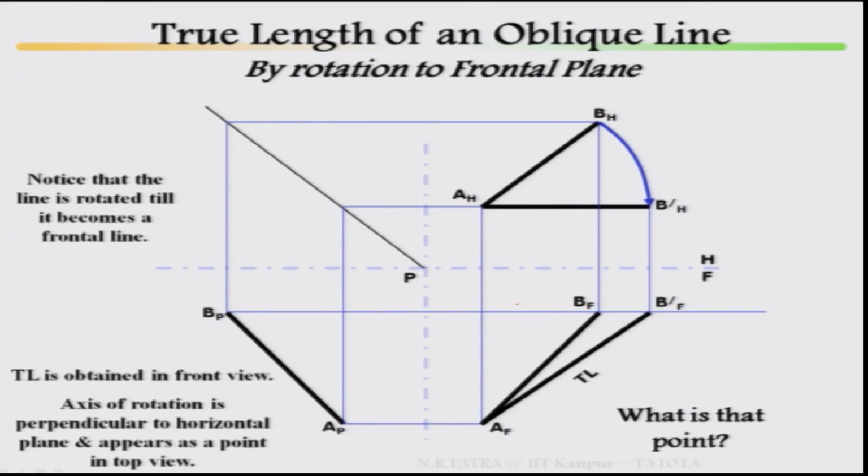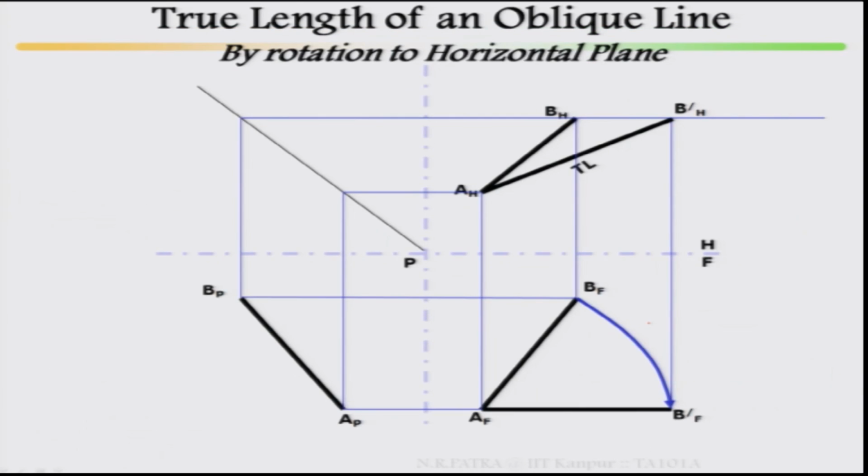Here you look at this. Notice that the line is rotated till it becomes a frontal line. The true length is obtained in the front view because this has been done in the top view. So, in the opposite view you are getting a true length. The axis of rotation is perpendicular to the horizontal plane and appears as a point in the top view. Parallel in one view, true length in an adjacent view, whatever I have said. Similarly, the opposite end: parallel in one view, then true length in the adjacent view.